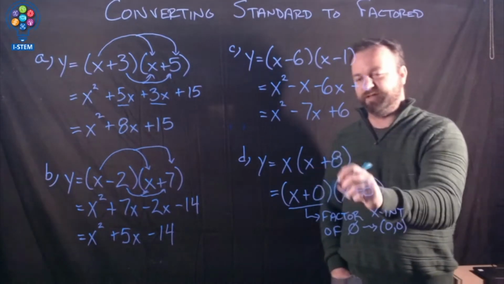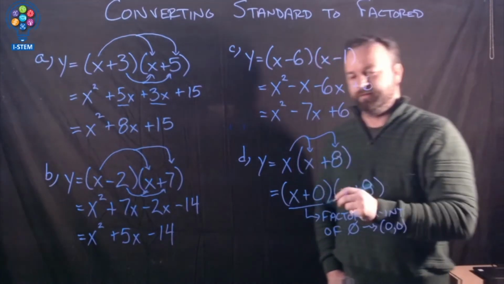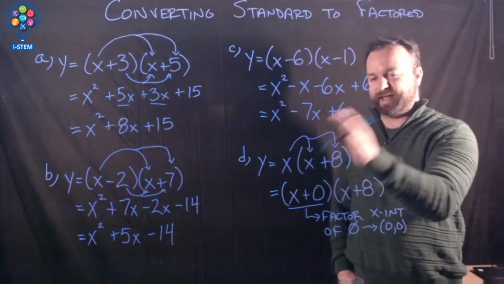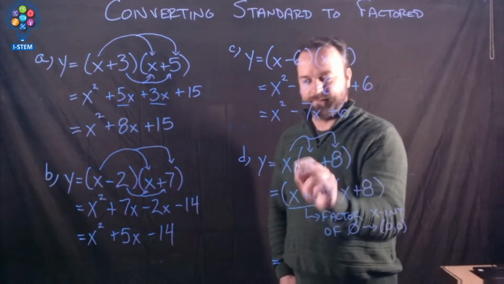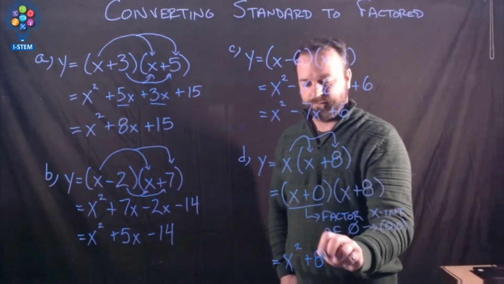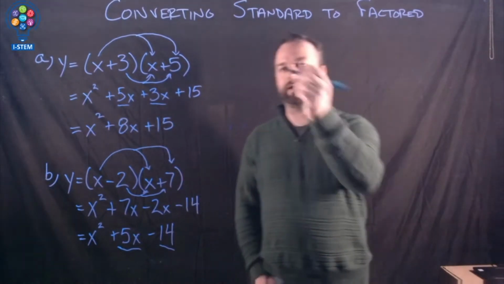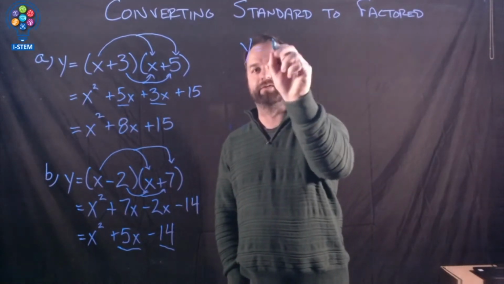So I could think of it like that, or I could think about it like we did in grade 9. I could just distribute that x into the brackets, and I get a term of x squared plus 8x.